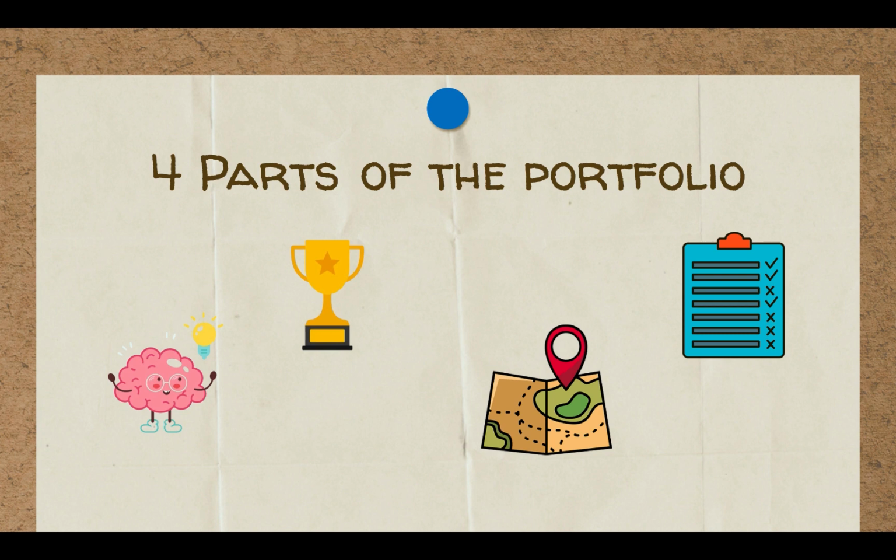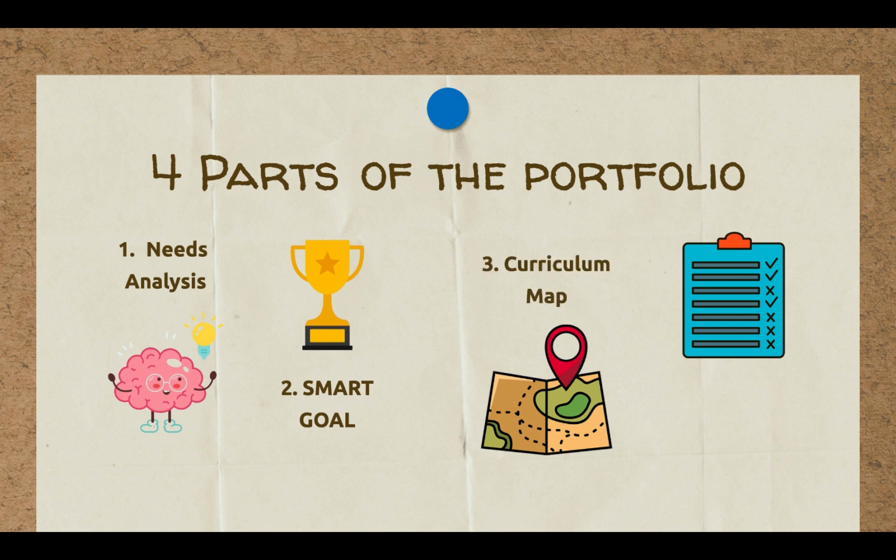There are 4 parts to this portfolio. Number 1, we have the needs analysis. Number 2, the SMART goal. Number 3, the curriculum map. And number 4, we have the lesson plan.